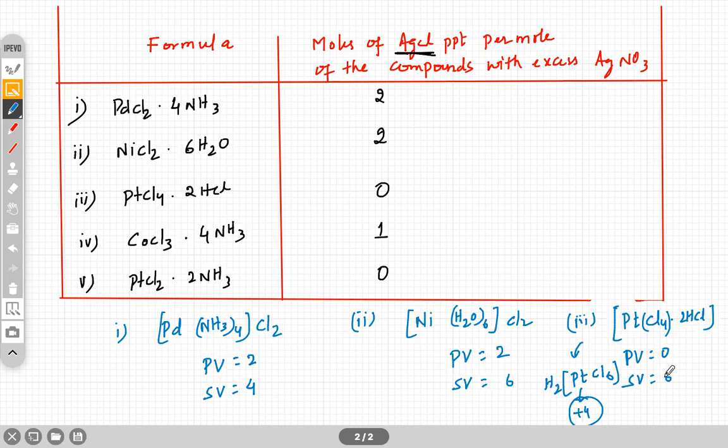Sir, but the primary valency isn't dependent on the number. Sorry. I actually made a mistake. Sorry.